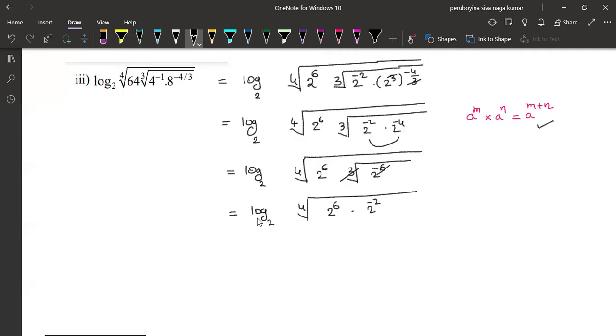So therefore it is log base 2, fourth root of 6 minus 2. 6 minus 2 is of course 4. This 4 and this fourth root cancel. So log 2 base 2. Log 2 base 2 was 1. Okay.